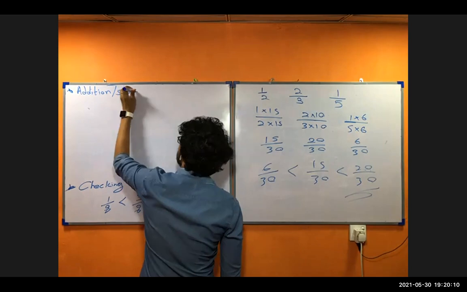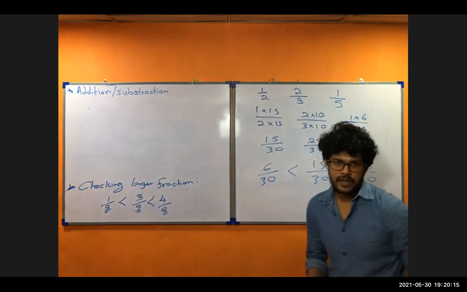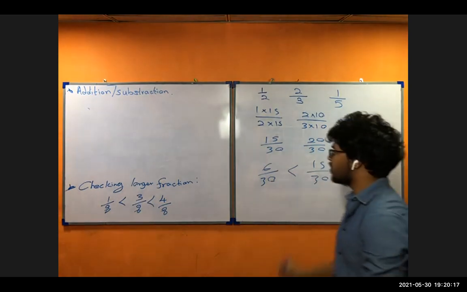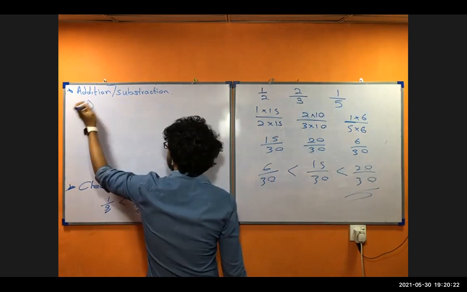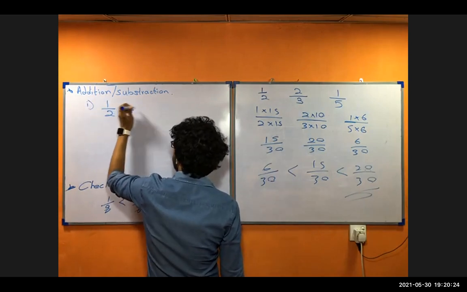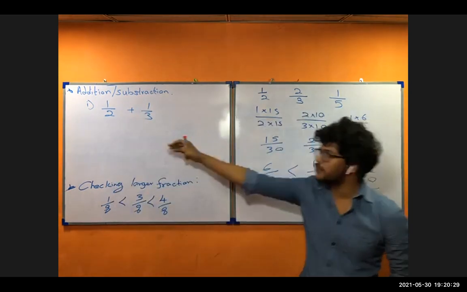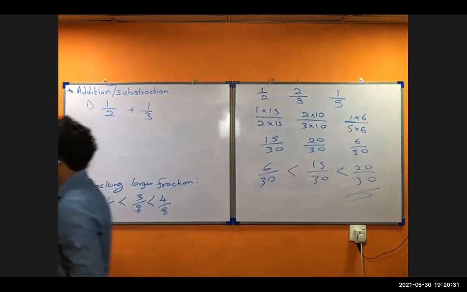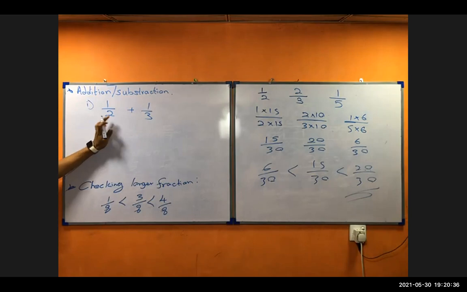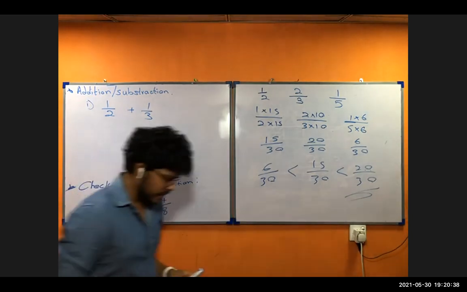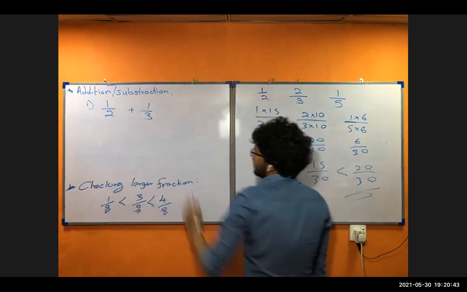Okay, then next part, addition and subtraction of fractions. If you want to add or subtract fractions, you have to again make the same denominator. If the denominators are different, you cannot add. For example, if you have 1/2 and 1/3, you cannot add these two fractions. Why? The denominators are different. So you have to make the denominator the same. So how to make the denominator the same?